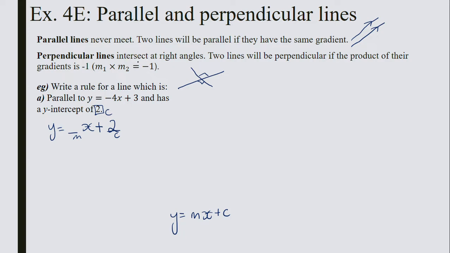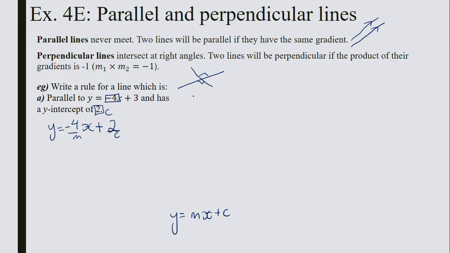Well, up here in the definition, two lines will be parallel if they have the same gradient. Well, if this rule has to be parallel to this one, then the gradient has to be the same. So the rule is y equals negative 4x plus 2. So two parallel lines will have exactly the same gradient, that is the number in front of the x, or the coefficient of x, will be the same for both lines. The y-intercept is the only thing that is different, okay?